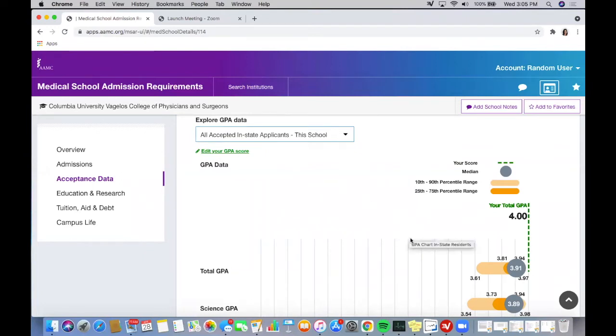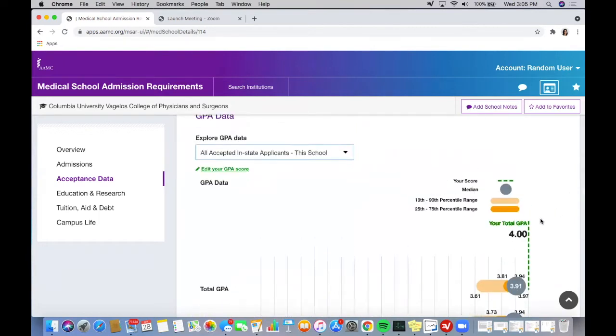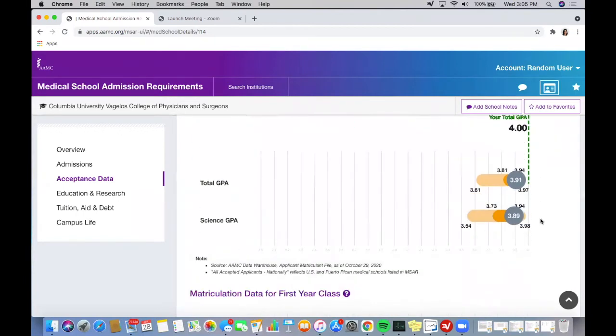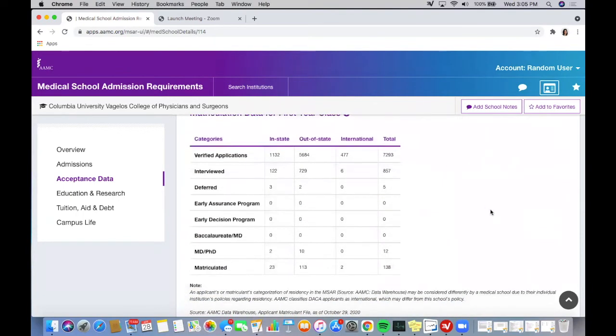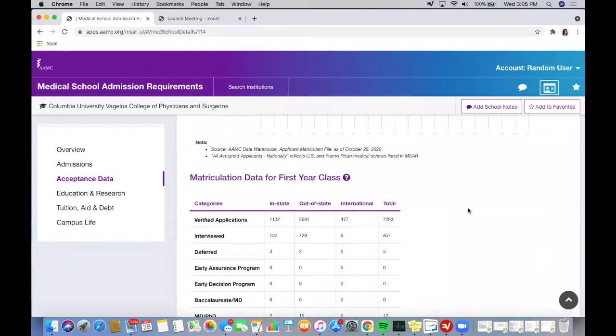Let's say you are a junior, you're not going to be applying till the end of your senior year, and you anticipate you're going to have a 4.0 for your entire senior year. You can edit that, to get a sense of how competitive you are with your GPA. So now this is a very important table.